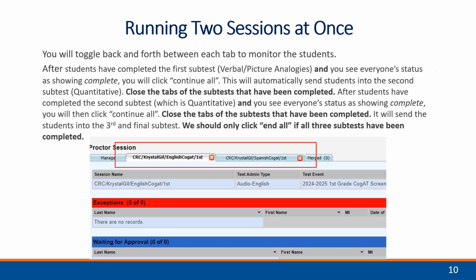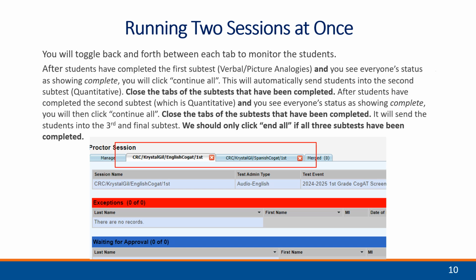So after you click Continue All, there's going to be 2 new tabs that appear. One new tab is going to be for English, the other new tab is going to be for the Spanish assessment. So you will have a total of 4 tabs. The first 2 tabs were the older session that you just completed, and then the 2 newer tabs are the ones that you're going to be completing for the quantitative section.